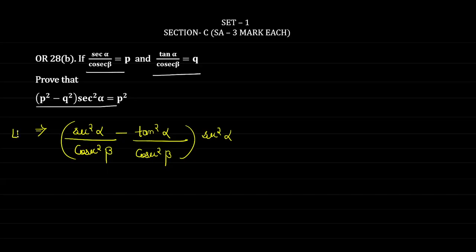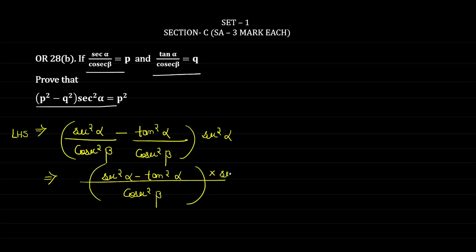So this is my LHS. Let us simplify this. The LCM is same because we have the same term in the denominator. Now that will become secant square alpha minus tan square alpha multiplied with secant square alpha again. Now what is this expression? I know that 1 plus tan square alpha is secant square of alpha. This is my trigonometric identity.